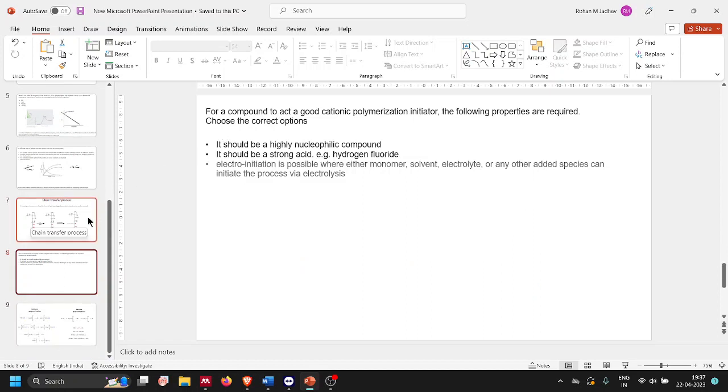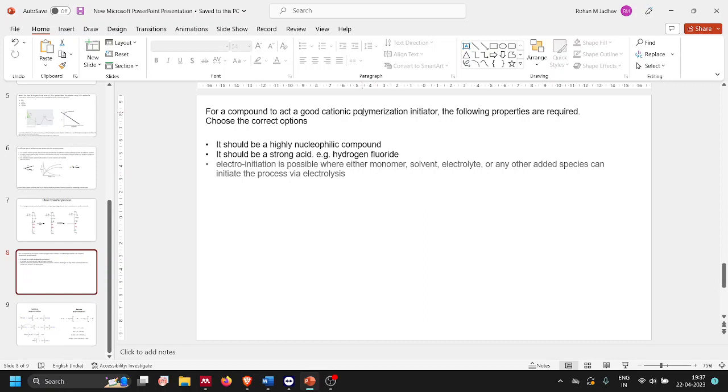From chain transfer polymerization, we move on to the next topic, that is ionic polymerization. So, for a compound to act as a good cationic polymerization initiator, the following properties are required. These are the correct options. It should be highly nucleophilic compound. It should be a strong acid, example hydrogen fluoride, or electroinitiation is possible where either the monomer, solvent, electrolyte, or any other added species can initiate the process via electrolysis.